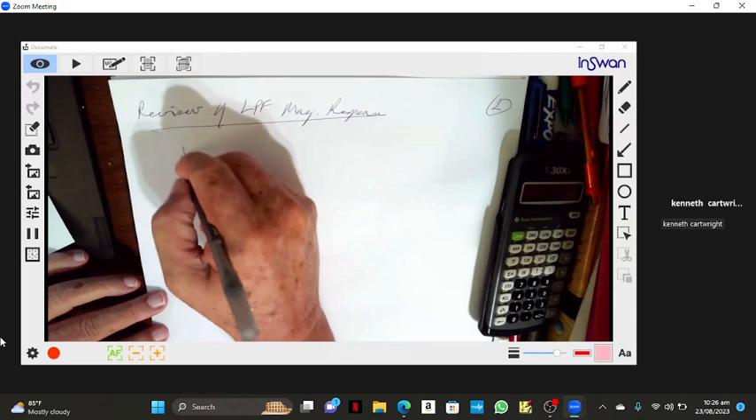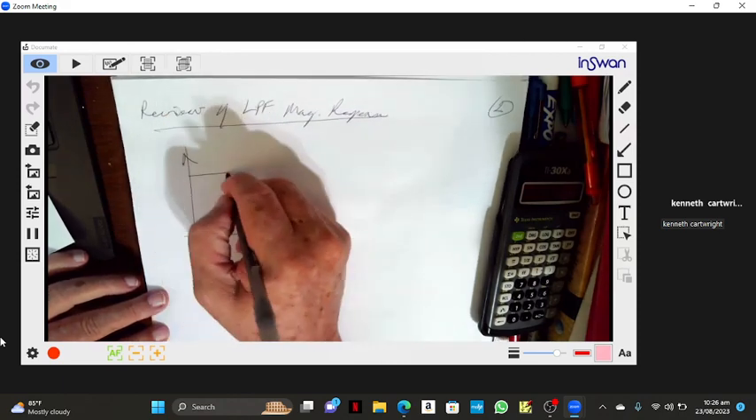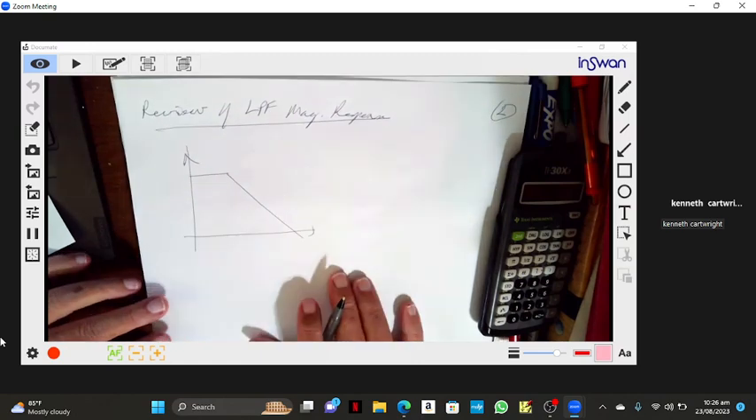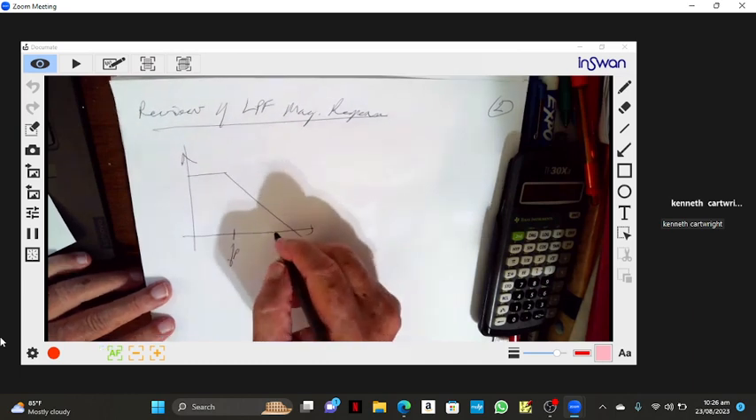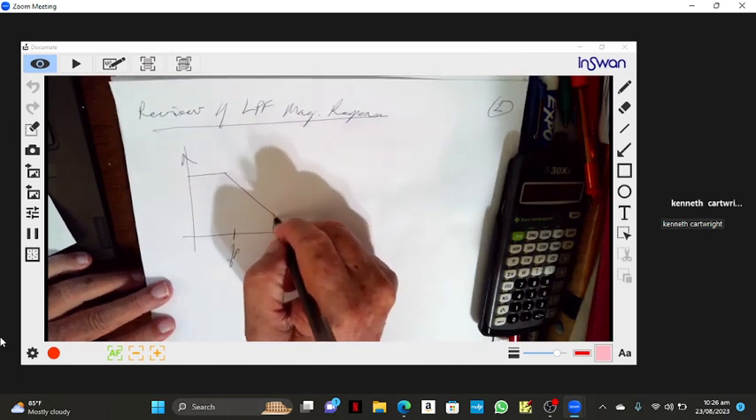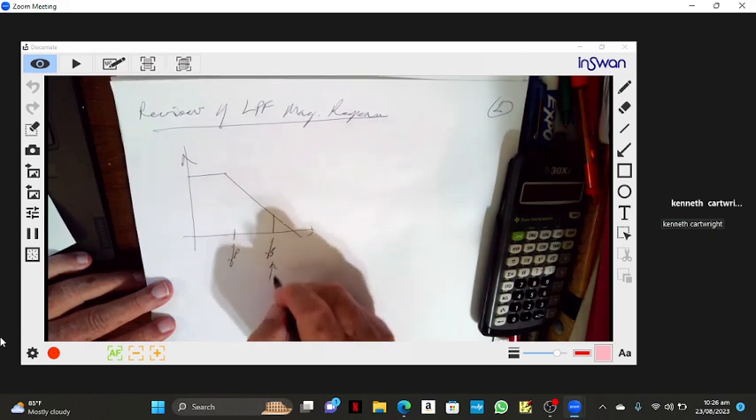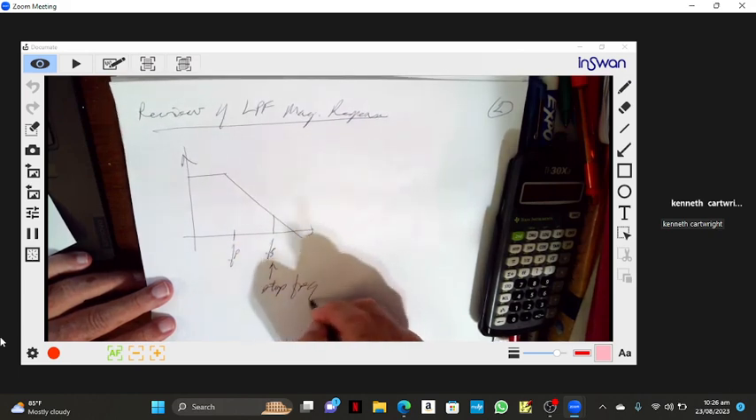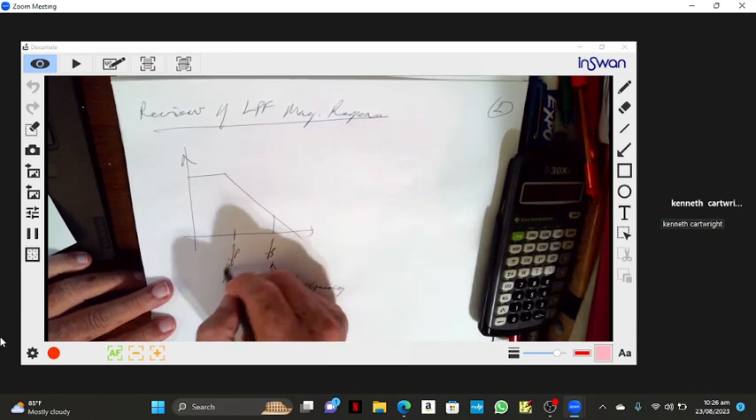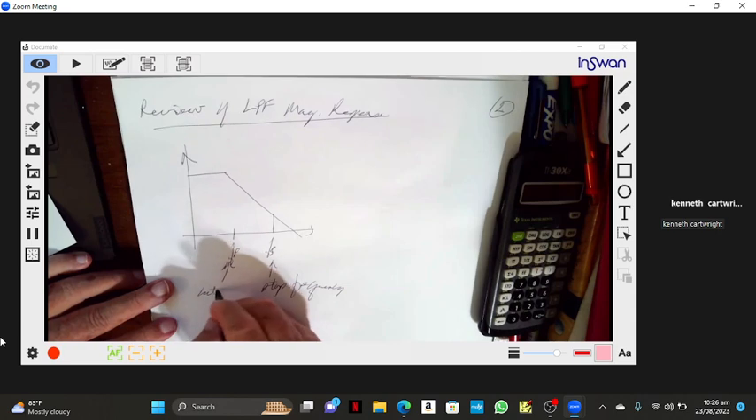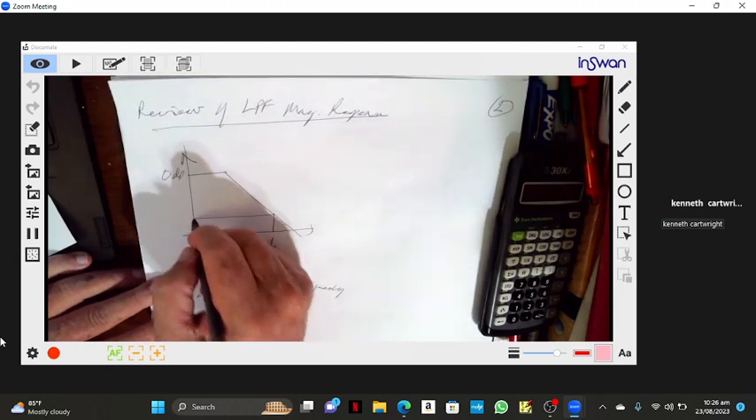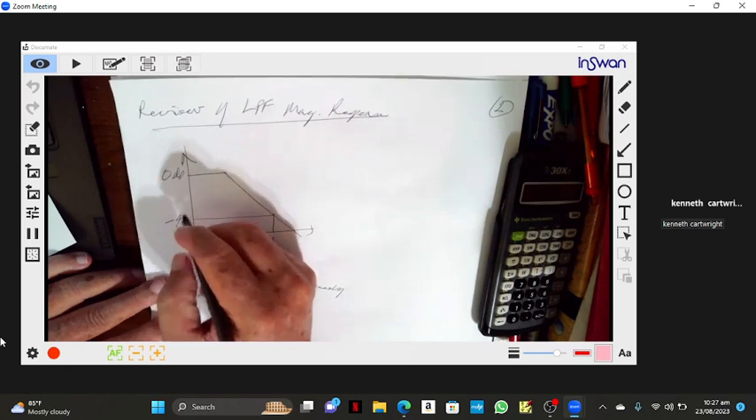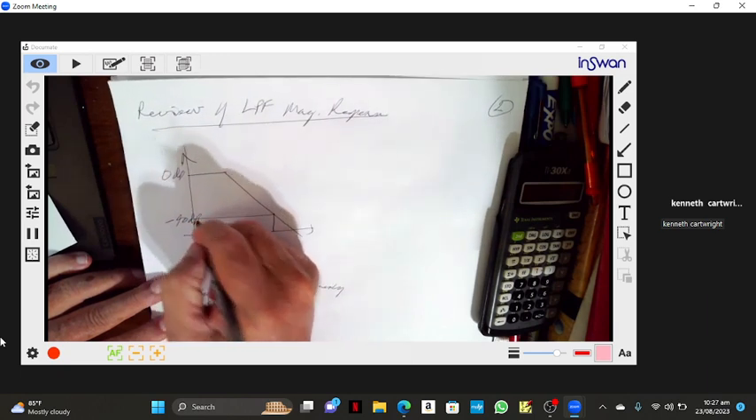So in general, this is what a real world low pass filter looks like. This is the cutoff frequency, we call FP. And this frequency here is called FS, the stop frequency. And this is 0 dB. And this could be any value we make it, maybe negative 40 dB.